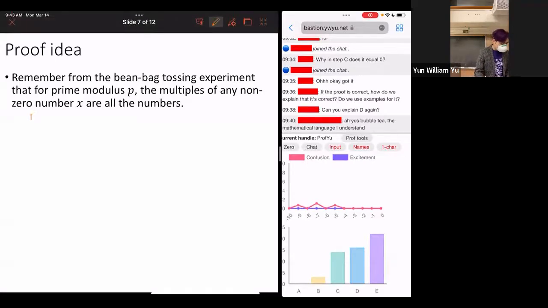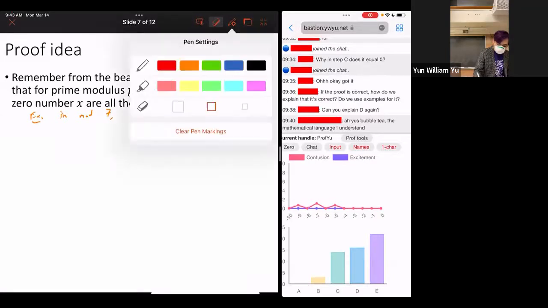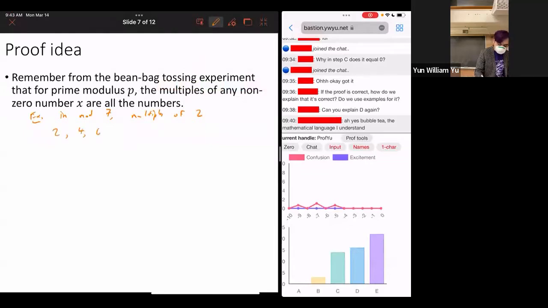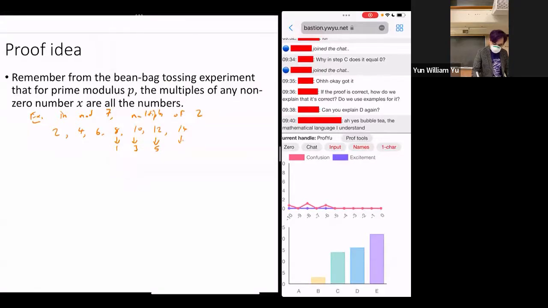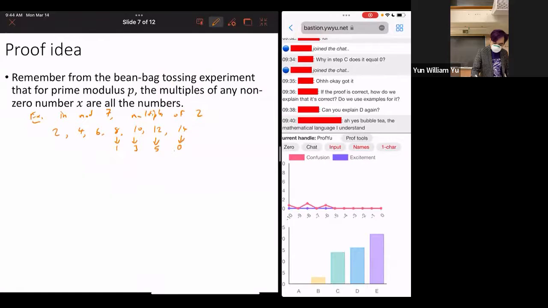So as a quick example, in mod 7, multiples of 2 are all different numbers, all the non-zero numbers, just all the numbers. So you had 2, 4, 6, 8, 10, 12, 14. But of course, that's just 1, that's just 3, that's just 5, and that's just 7. And so you get all the, I totally messed it up, didn't I? I didn't. 7 is 0. So that's correct. OK, so that was the beanbag tossing experiment, where you look at multiples in mod p.